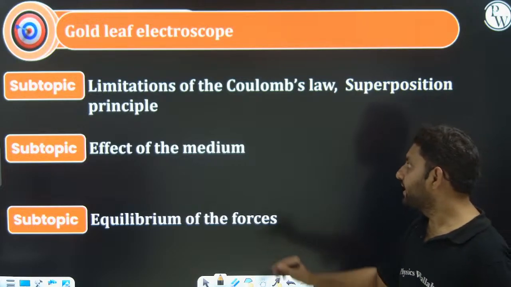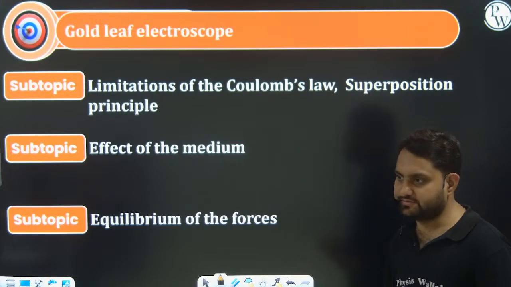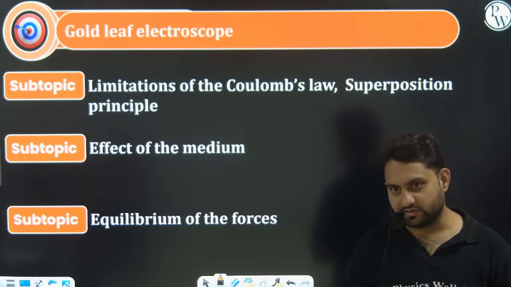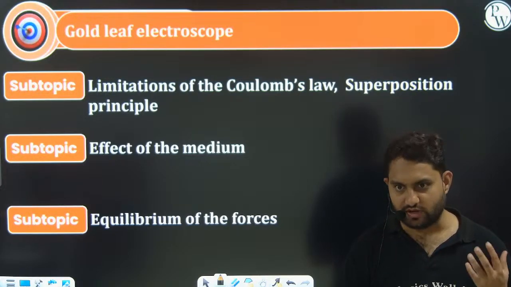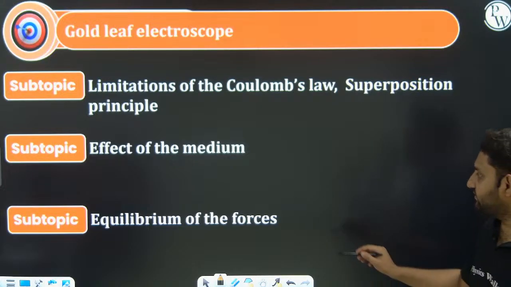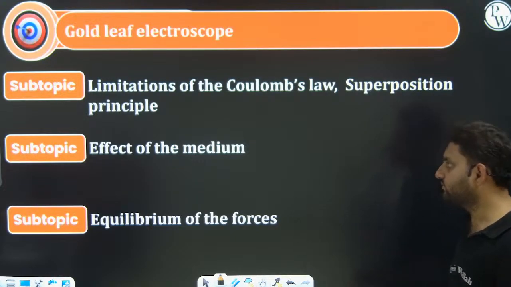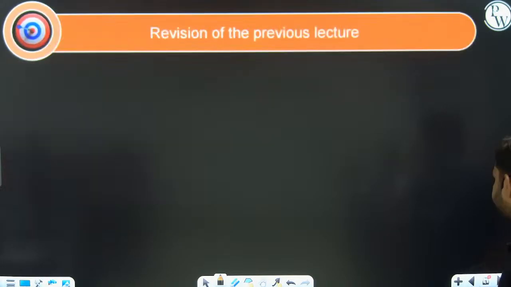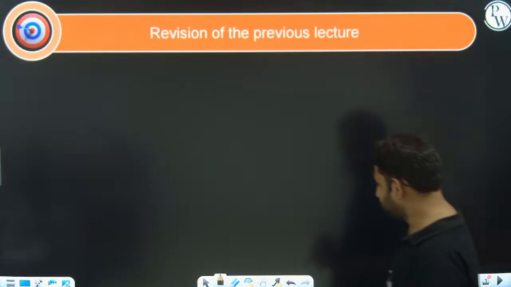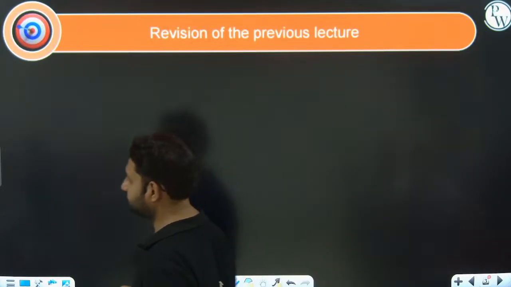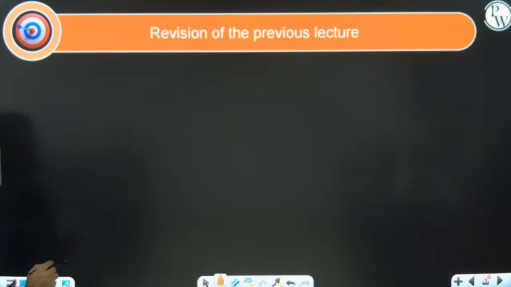How does the medium affect the force? Does the electrostatic force, or the Coulomb force, depend on the medium also? We will study that. And then we will study the equilibrium of forces. We will do many practice questions on it. So let us do a quick revision. Properties of charges we studied.